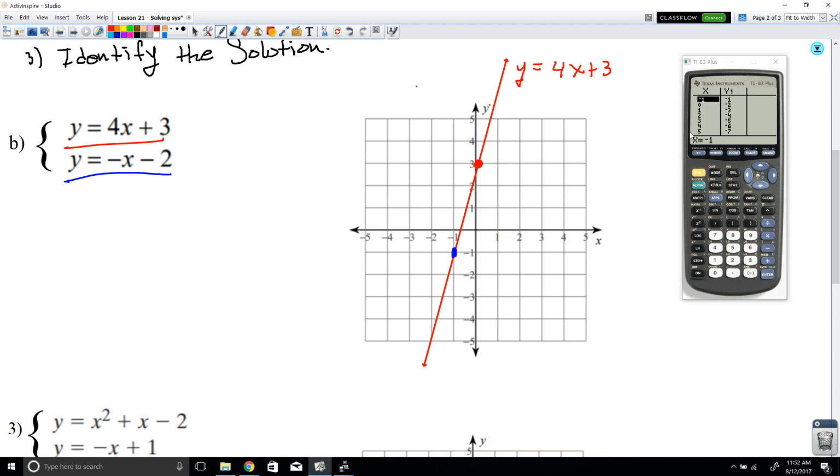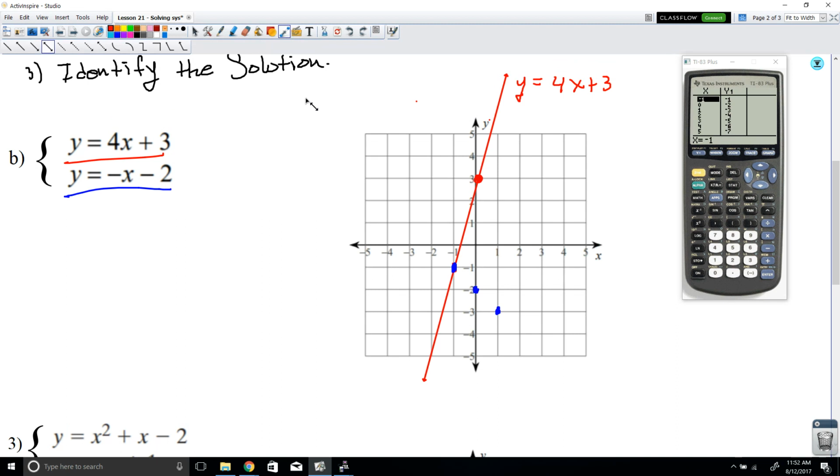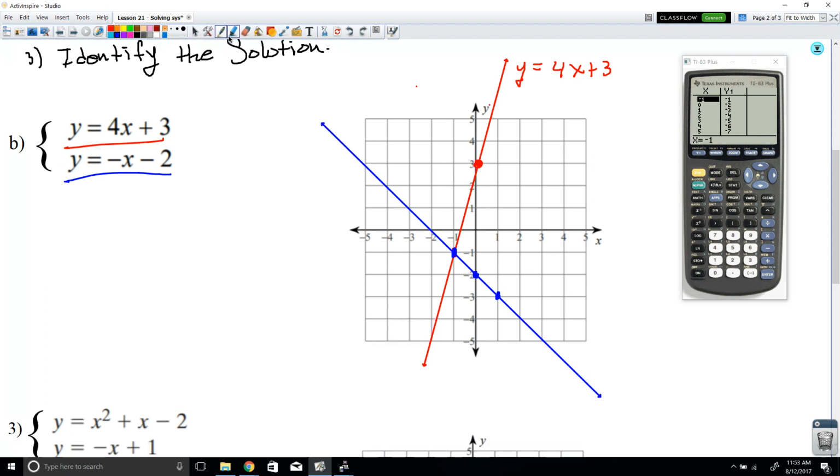So there you have it. 0, comma negative 2. Let's just get another point. 1, comma negative 3. All right. So we have it. Let me just change the color and connect the dots here. So it goes that way, that goes this way. Cool. And again, label your graphs. So this blue line is for the equation y equals negative x minus 2.